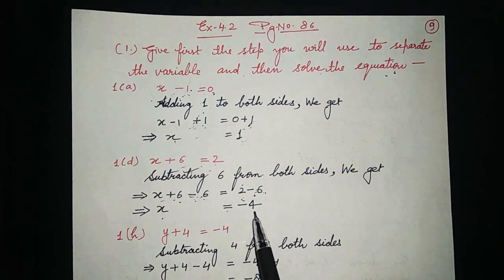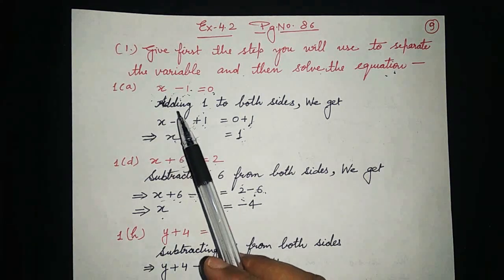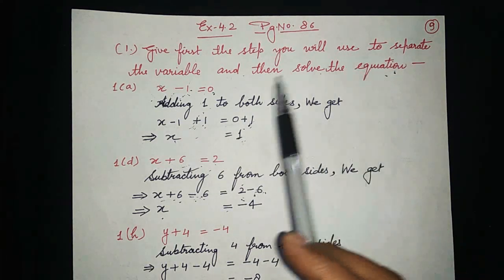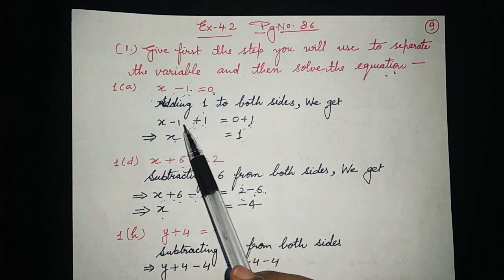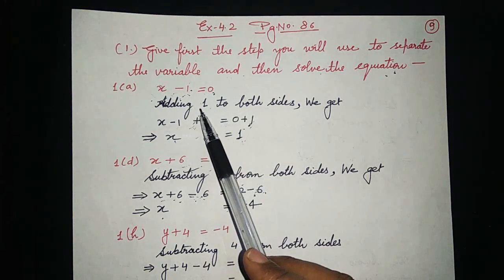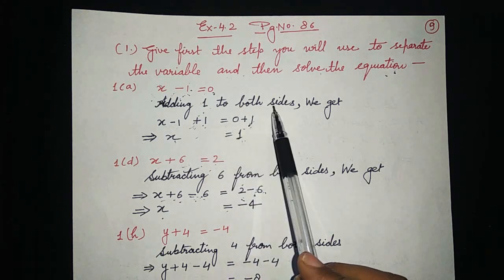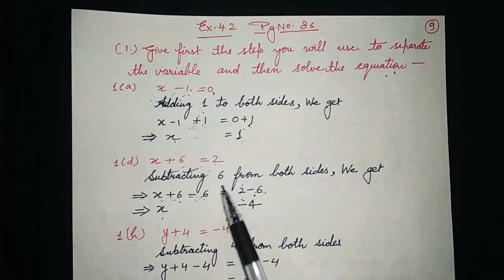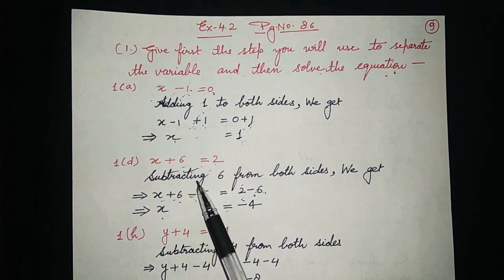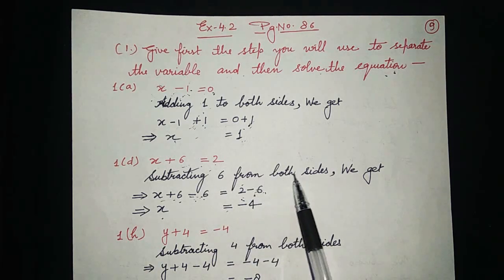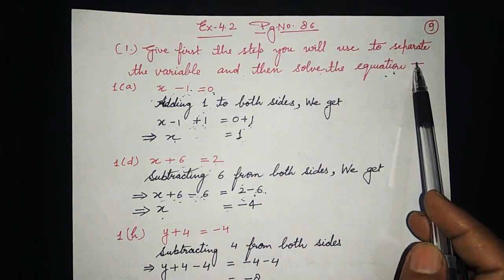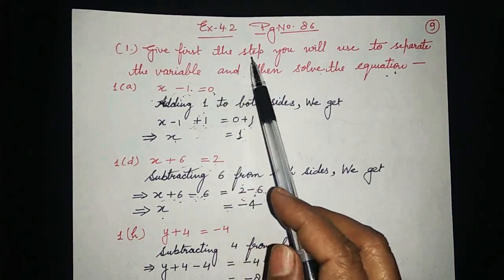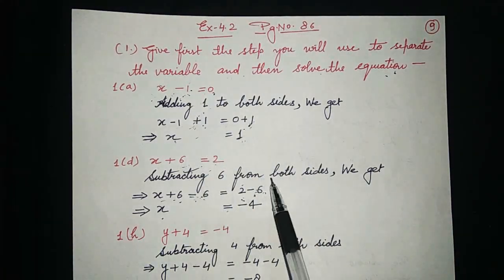One more thing you can see. You have to write steps also. Whatever you do, you will mention after the equation. Here you have added 1, so here you have written adding 1 to both sides. Here you have subtracted 6, so you have written subtracting 6 from both sides. Okay. So it is given in the question also: you will use to separate the variable. Give first the step. So you will mention the step.